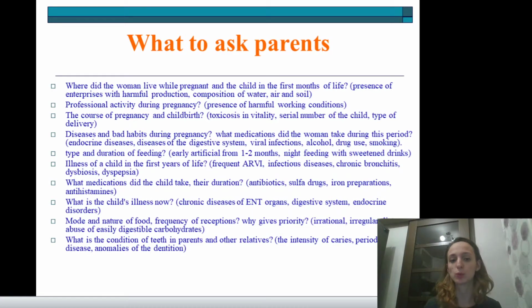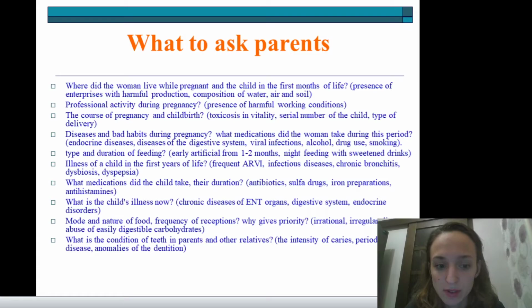So when we work in pediatric dentistry, we should know about some questions for parents. First of all, where did the woman live while pregnant and the child in the first month of life? Professional activity during pregnancy, the course of pregnancy and childbirth, diseases and bad habits during pregnancy. What medication did the woman take during this period? Type and duration of feeding.